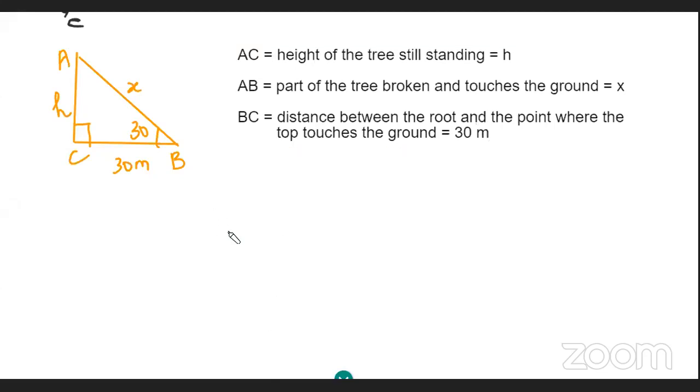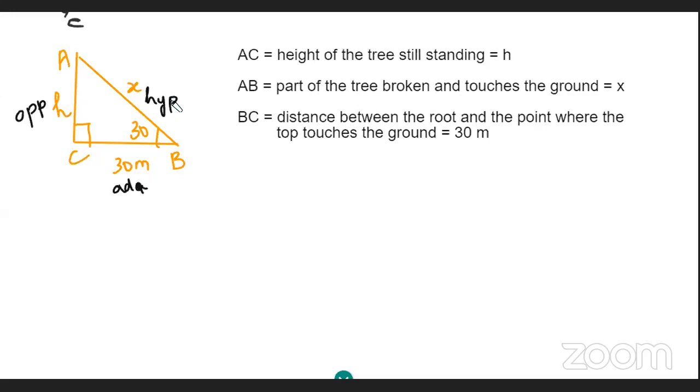So I'm just marking the opposite. Sorry, AC is the opposite. The base is my BC, which I can put as adjacent, so I'm putting ADJ. And the hypotenuse as HYP.